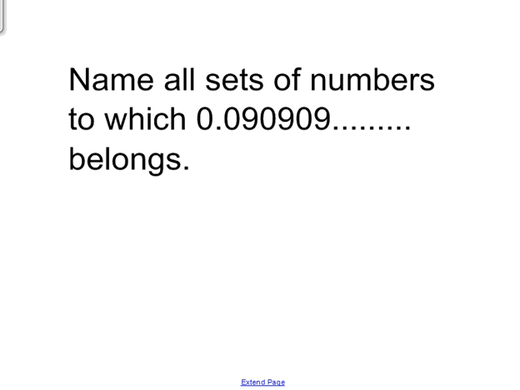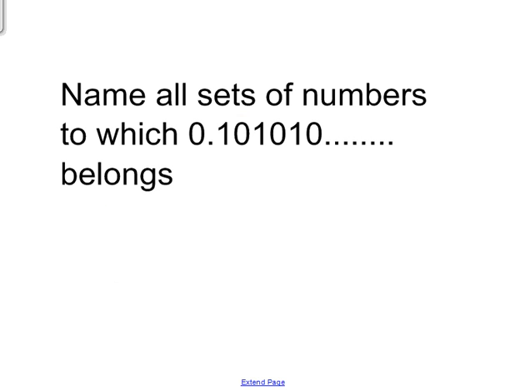Name all the sets of numbers to which the number 0.090909 belongs. If you look at 0.0909, it is a repeating number, and it can be written as a fraction. We could go through the process to do that, and we would find out that it is rational, and it is, of course, real. Rational and real. Name the sets of all numbers to which 0.10101010 repeating belongs. It is rational, and it is real.